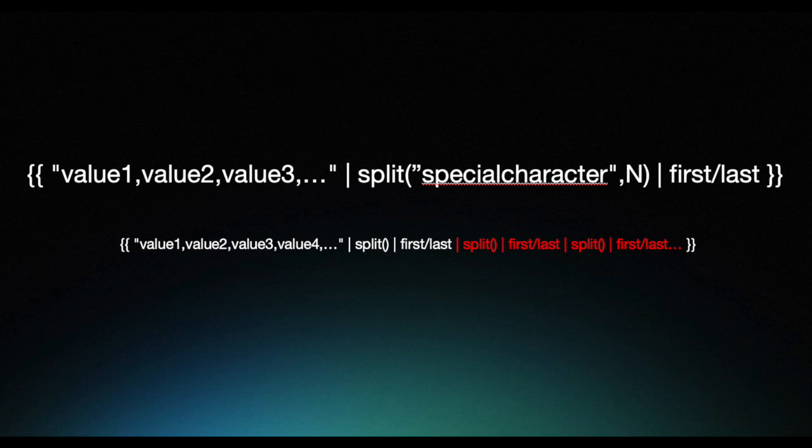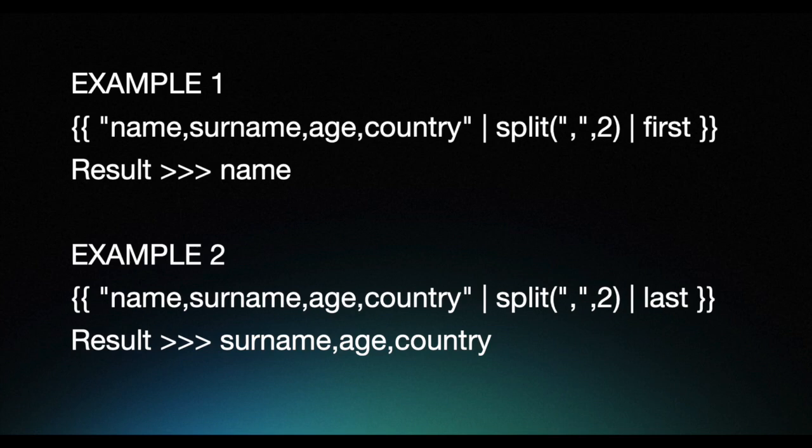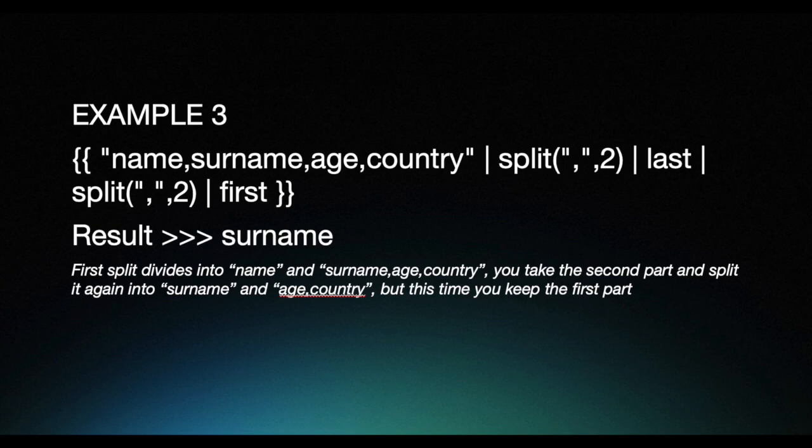You will split the original text any time you encounter that special character. Let's say, for example, you have a name, comma, surname, comma, age, comma, country, and you decide to split in two using the comma. The result will be that name will be in the first part, then surname, comma, age, comma, country will be in the second. After the split function, add another pipe sign and then use either the function first or last to decide which part of the text you want to keep. You can then expand the formula, adding more splits and first-last functions when looking for data in the middle of your original string. So let me show you a quick example.